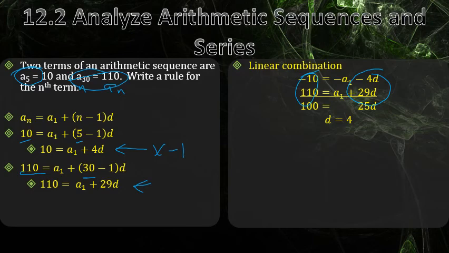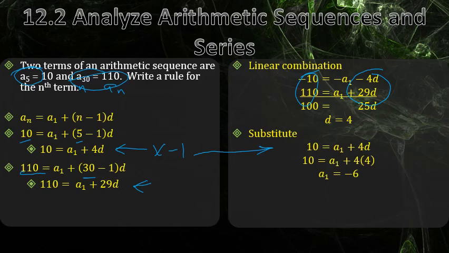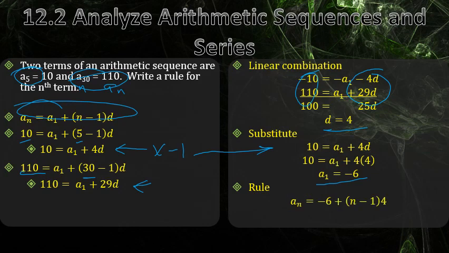To find a1, take one of your equations and plug it in. So I'm taking the 10 equals a1 plus 4d. Plug in the 4 for the d. Looks like a1 is negative 6. So now I know d and I know a1. Let's fill in this formula to find your rule. An equals a1, which was negative 6, plus n minus 1 times d, which was 4. Distribute. And combine, so negative 6 and negative 4 make negative 10. So you get to say negative 10 plus 4n, or 4n minus 10, same thing.